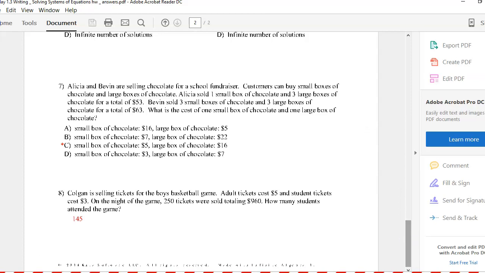7 was C, small box was $5, large box was $16. And again, that was one you didn't have to do all of the substitution or elimination or graphing work, because once you have your equations, you could have just put those in and see which one worked. But if you solved it, that's fine. And then 8 asked about how many students attended the game, and that number was 145.